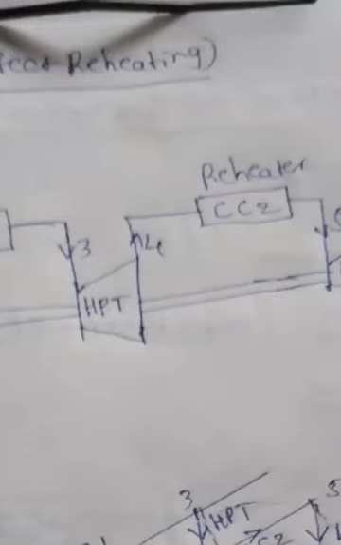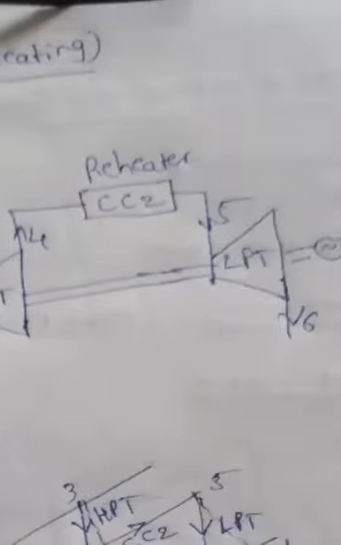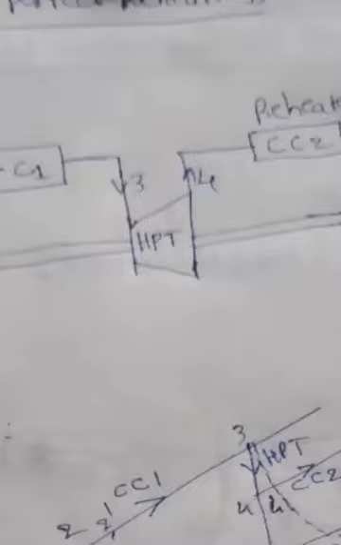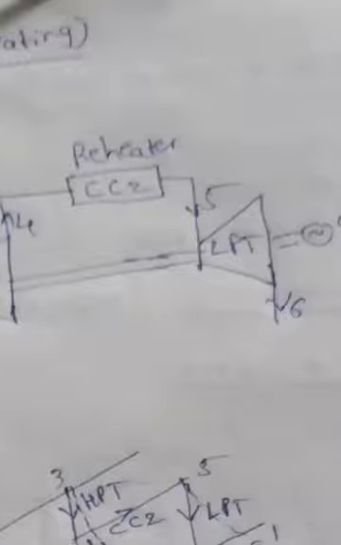In the high pressure turbine, about 50% of the exhaust gas expansion takes place, and then it goes to the reheater, the second combustion chamber, CC2 we have taken. This is a reheater. Then it reaches the same temperature we attained at point 3, that is T3 equals T5. This is nothing but a perfect reheater, the same as you have seen in the intercooler.